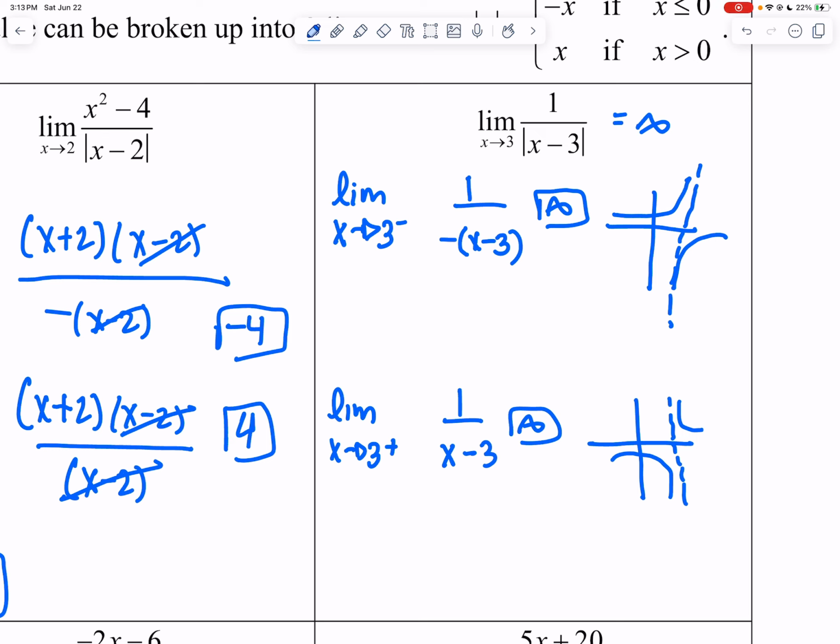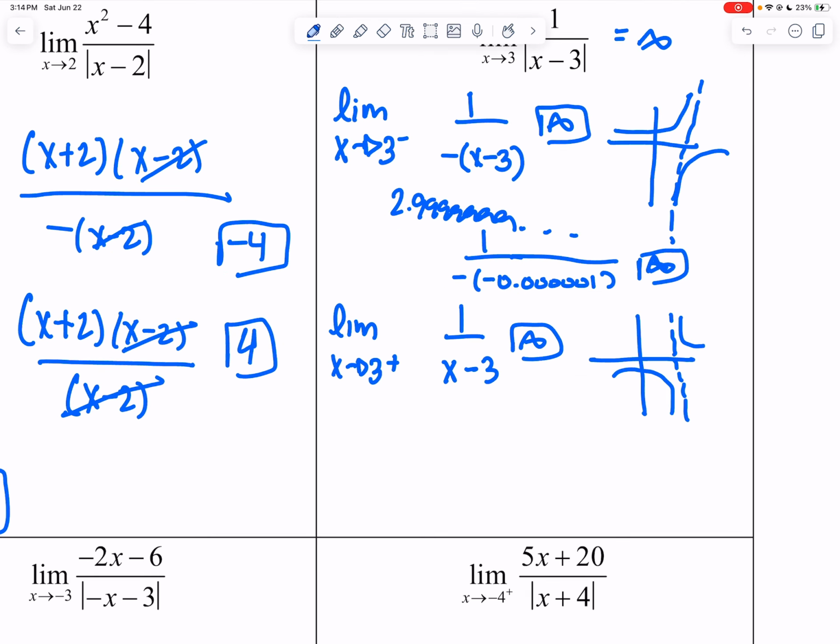Now, what you can do is pick an arbitrary small value that's from the left of 3 and from the right of 3. So if I pick something like 2.99999999999, I'm going to get 1 over some negative 0.00000001 or something like that. And essentially, if I do 1 over some very, very tiny number, that's going to give me infinity, especially since I have a negative and a negative.